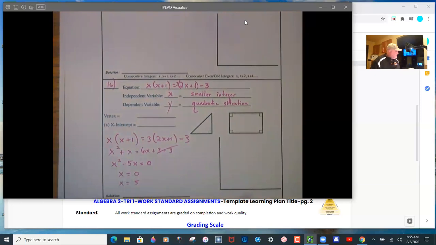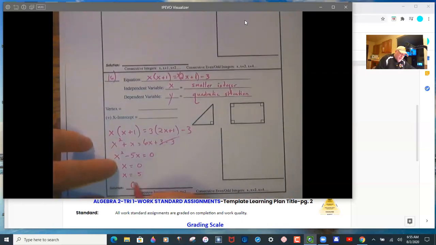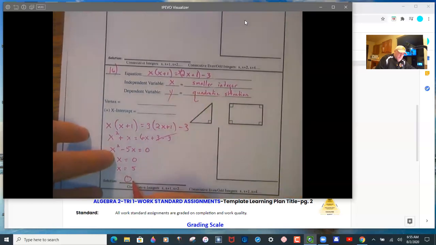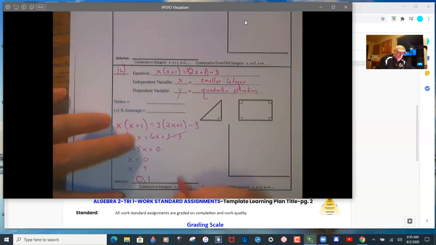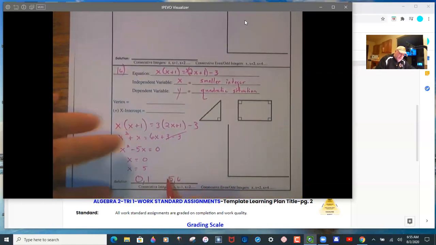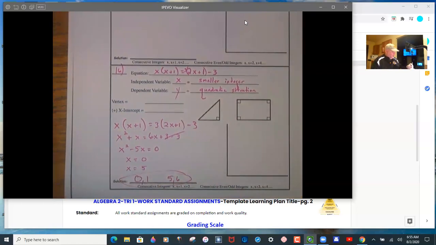Now, it is possible, and I made a mistake on the last problem. I finally realized that we could have used the negative. That's my mistake, so I'm going to go back there and correct that. So 0 and 5 are the 2, but you have to pick them in succession. So 0 and 1, that's one set, and then 5 and 6 are the other set. So both of those work with this.